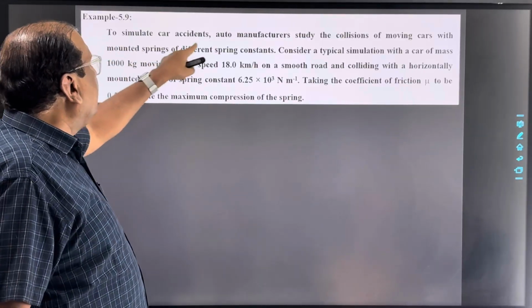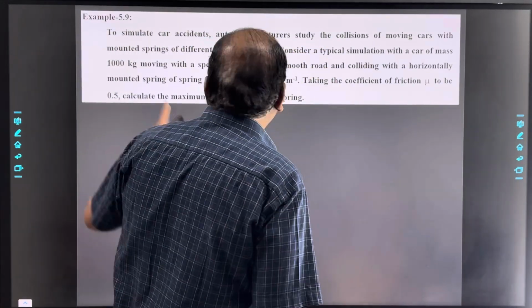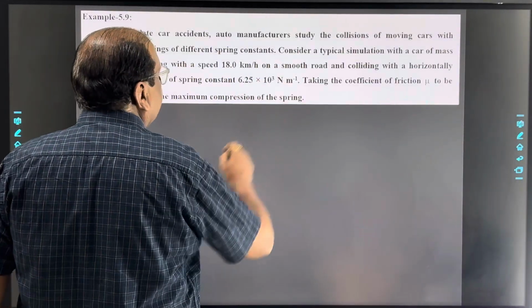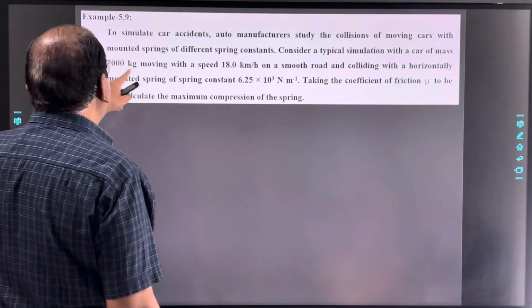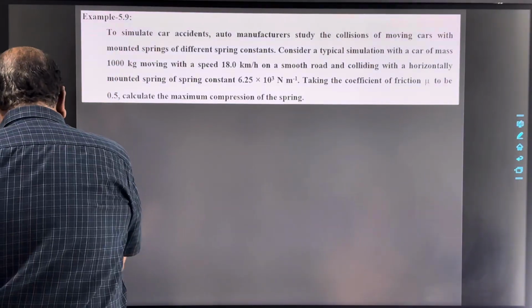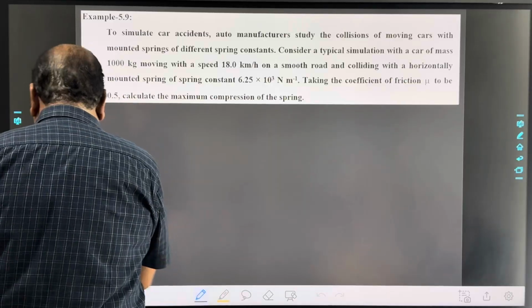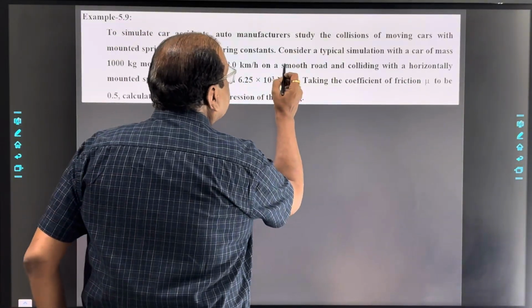To simulate car accidents, auto manufacturers study the collision of a moving car with mounted springs of different spring constants. Consider a typical simulation with a car of mass 1000 kg moving with a speed of 18 km per hour on a smooth road.